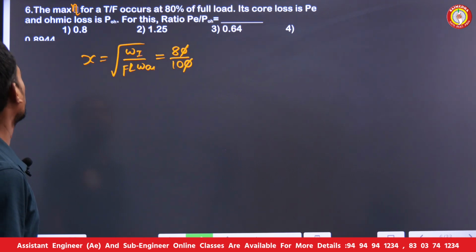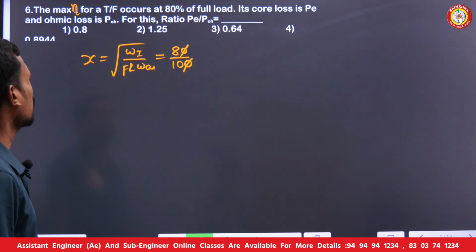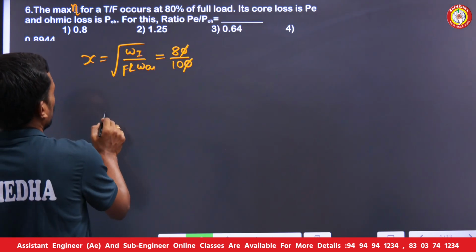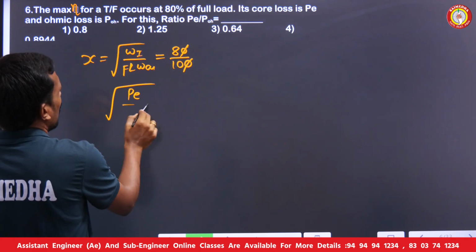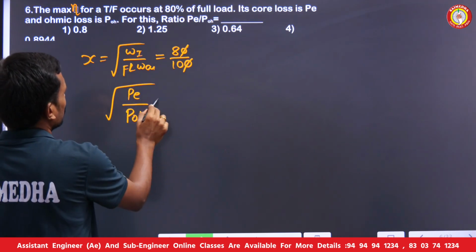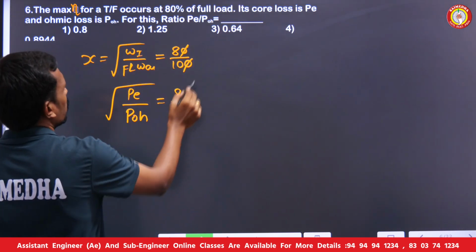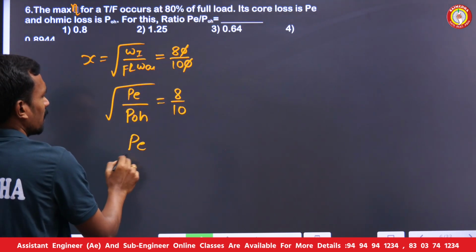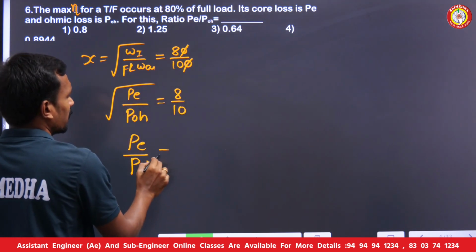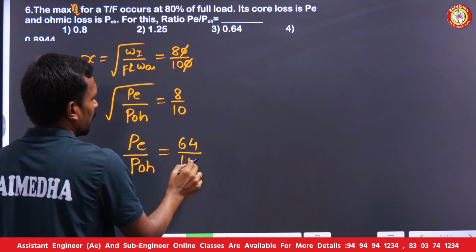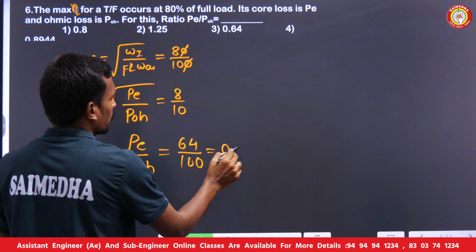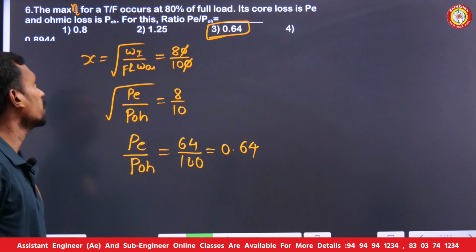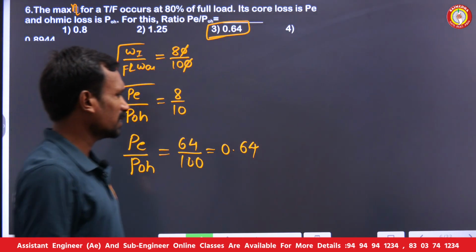Its core losses is PE, ohmic losses is POH. For this, the ratio of PE to POH. Here, core losses is nothing but iron losses and ohmic losses is nothing but copper losses, equal to 8 by 10. But they need this ratio of PE by POH. Square on both sides. If you square on both sides, what will you get? This is 64 and this will be 100. So its ratio is 0.64. This will be your answer, the sixth one.